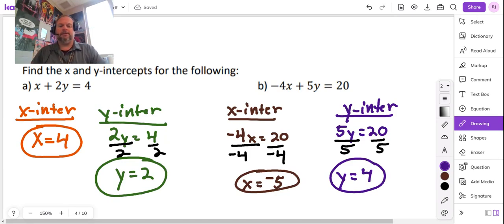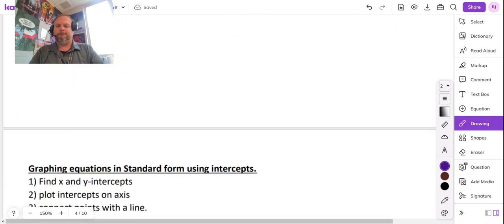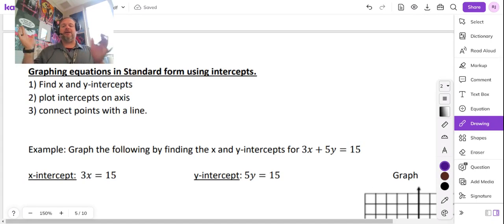All right, are we good with this? Everybody got this down? We're okay? Maybe? Still third? Okay. All right. Graphing these.